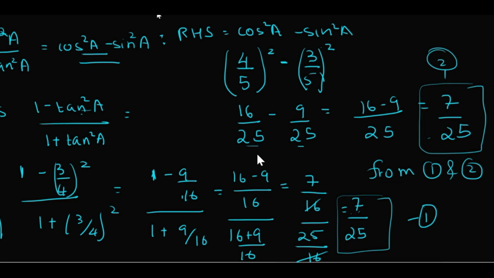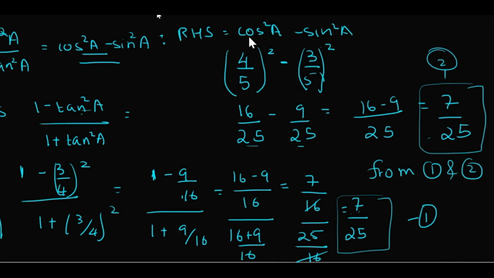Here I think there's a little screen problem that happened. So over here what I've done is, by cancelling out, 16 minus 9 by 16 became 7 by 16, and 16 plus 9 by 16 became 25 by 16. Cancelling out the denominators, we have 7 by 25.